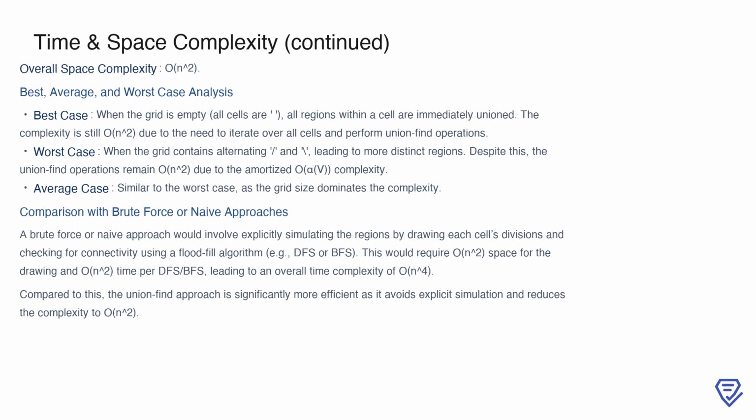A naive method could require O(n squared) space for the simulation and O(n squared) time per DFS or BFS operation, resulting in a total time complexity of O(n to the power of 4). In contrast, union find avoids explicit region simulation and achieves O(n squared) efficiency.